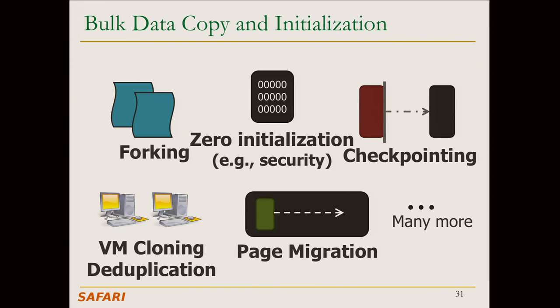Bulk data copy and initialization is actually useful for other primitives. I already discussed forking, zero initialization, and checkpointing. You copy pages of a process to some other location so that if the process is executing and a fault happens, you can go back to this checkpoint. So you need to have a checkpoint of the memory, and you may need to copy a lot of pages. Cloning a virtual machine, deduplication, and migrating pages all require copies of large amounts of data. Of course, it depends on the data set.